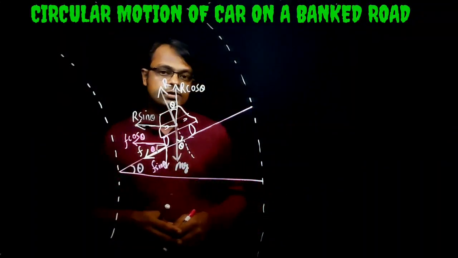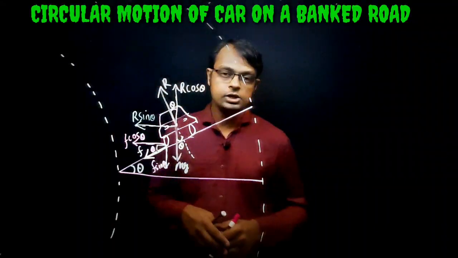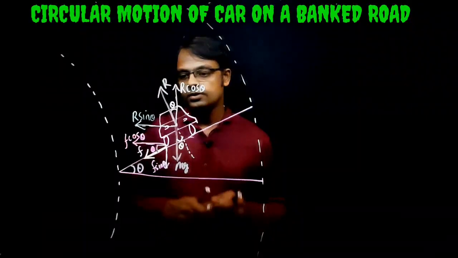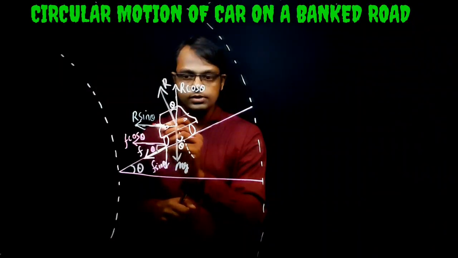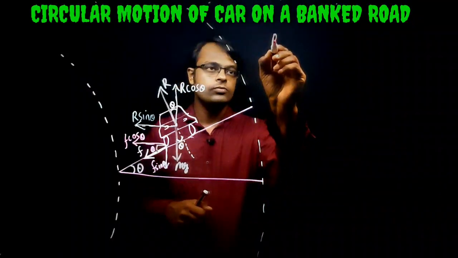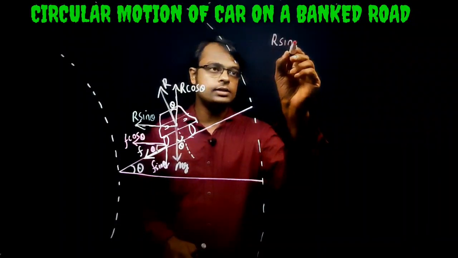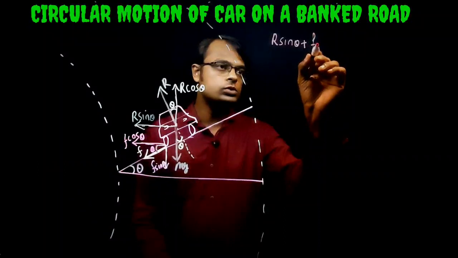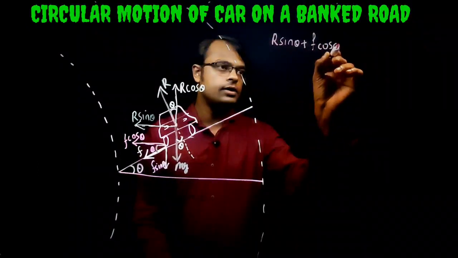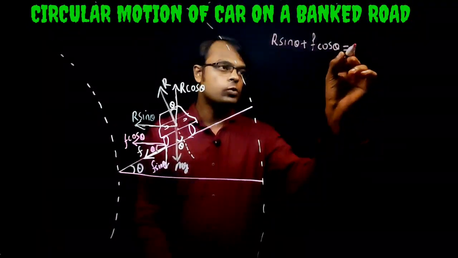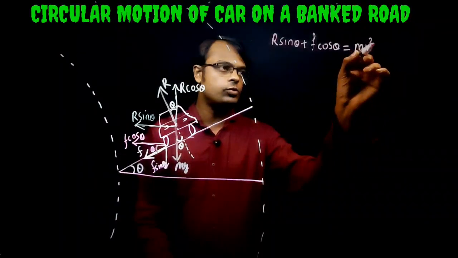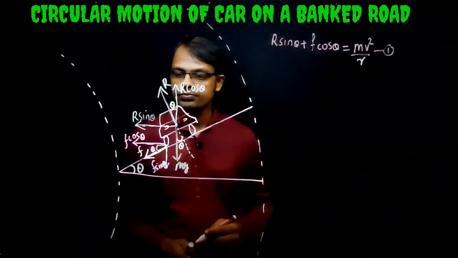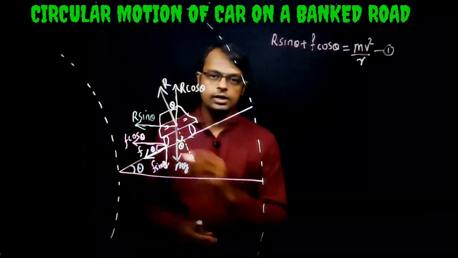Now equate the forces along the horizontal direction as well as the vertical direction. In the first case, who is providing the necessary centripetal force? R sin theta plus F cos theta provides the necessary centripetal force. We can write mv square divided by r, equation number 1. That is the horizontal direction force.